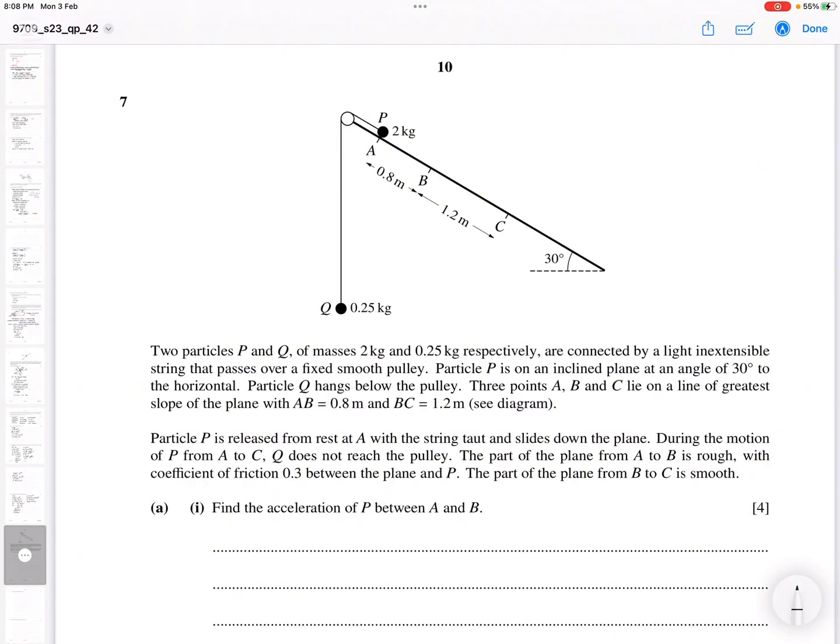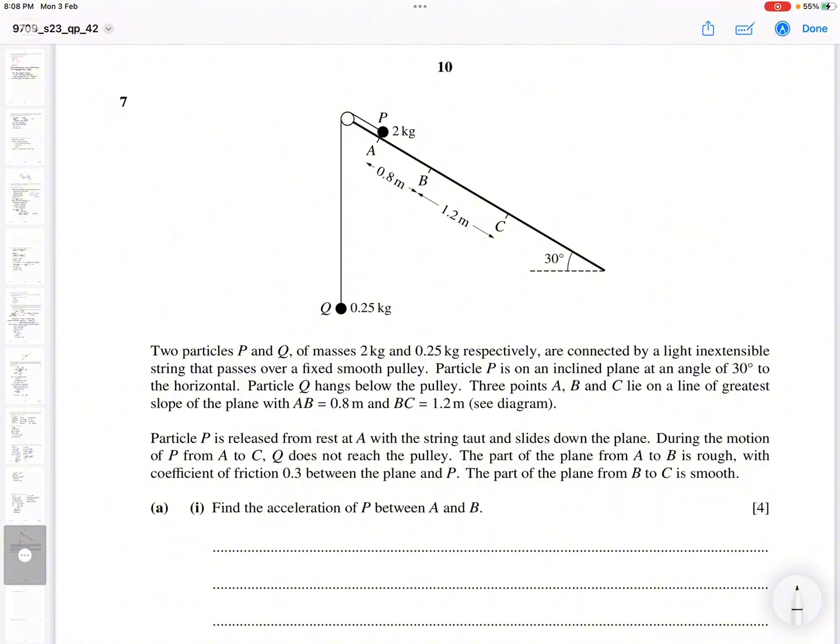Question number 7. Two particles P and Q of masses 2 kg and 0.25 kg respectively are connected by a light inextensible string that passes over a fixed smooth pulley. Particle P is on an inclined plane at an angle of 30 degrees to the horizontal. Particle Q hangs below the pulley. 3 points A, B and C lie on a line of greatest slope of the plane with AB equal to 0.8 meter and BC equals 1.2 meter. Particle P is released from rest at A with the string taut and placed on the plane. During the motion of P from A to C, Q does not reach the pulley.